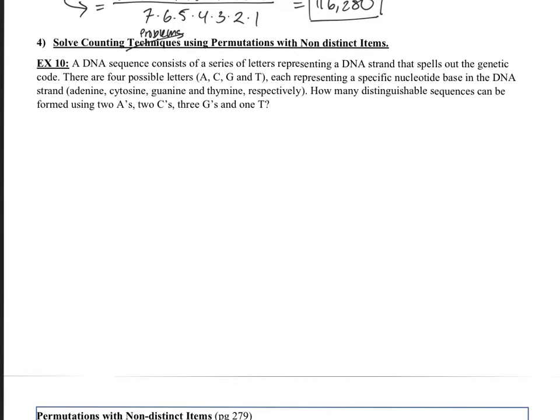Alright, let's get a visual going here. Each sequence that we form will have 8 letters. Okay, so to construct each sequence, we need to fill in 8 positions with the 8 letters. How do I know 8 letters? Because we have 2 plus 2 plus 3 plus 1, which gives us 8 letters total. So let's go ahead. We have 1, 2, 3, 4, 5, 6, 7, 8 positions.